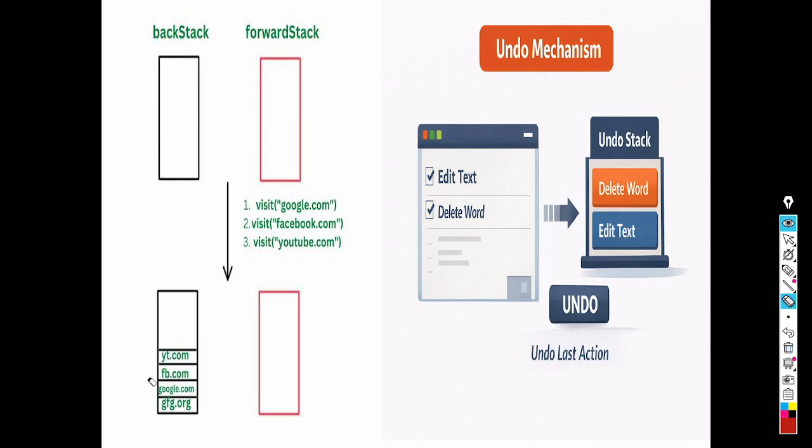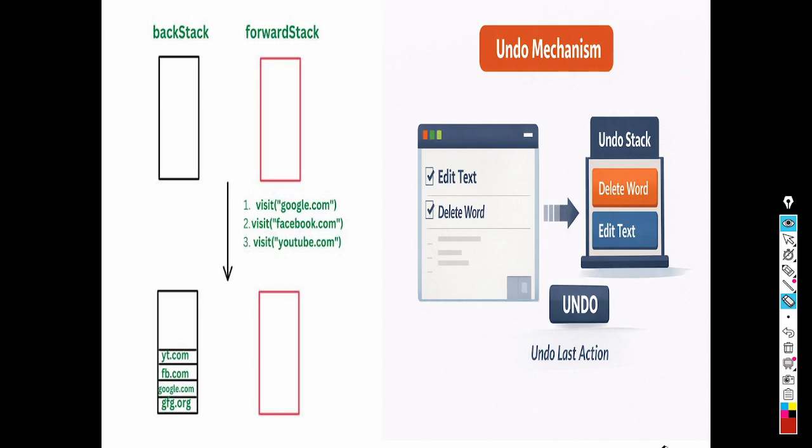Here is one more example. There are three websites. First you visited google.com, then you visited Facebook, and then you visited youtube.com. Like the recent tabs, this is how undo and redo operations work based on the stack concept.